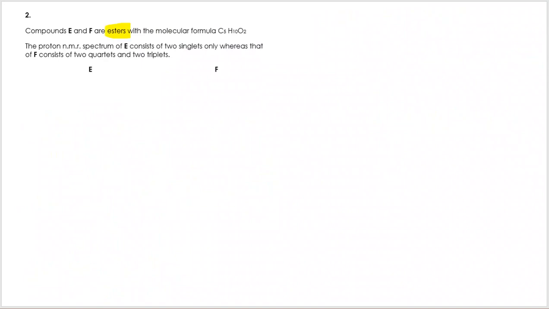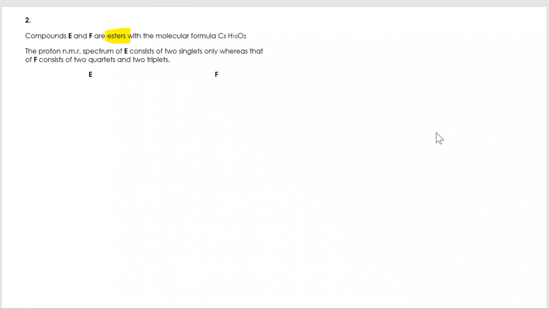So on this one, we have got esters, molecular formula C5H10O2. What's important to note here is that we're dealing with 2 singlets in E. So 2 singlets means that we're trying to find as many hydrogens in one environment as possible. So let's start off with what we can do. We know that it contains an ester group. That's what we're told in the question.